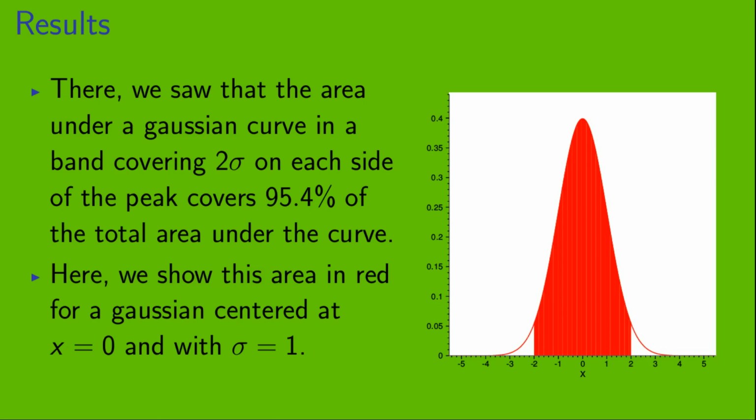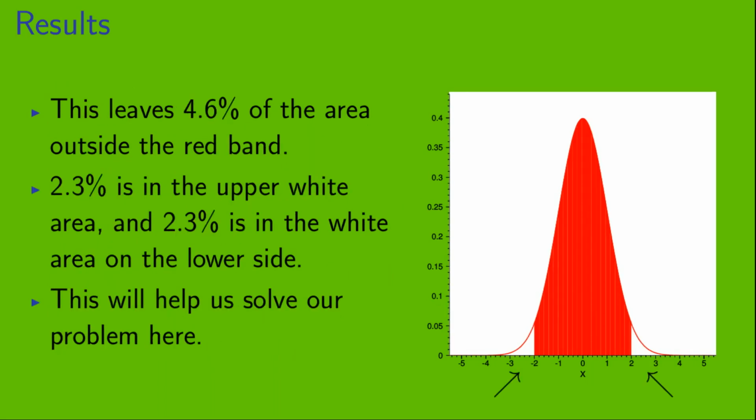Here we show this area in red for a Gaussian centered at x equals 0 and with sigma equal to 1. This leaves 4.6% of the area outside of the red band. 2.3% is in the upper white area, and 2.3% is in the white area on the lower side. This will help us solve our problem here.